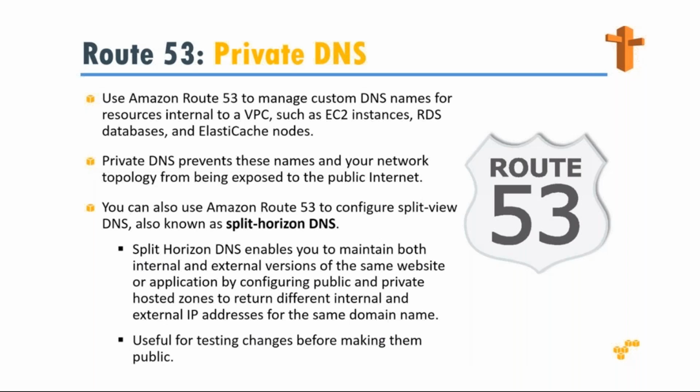You can also use Amazon Route 53 to configure split view DNS, also known as split horizon. Split horizon DNS enables you to maintain both internal and external versions. So internal DNS and external DNS versions we can use for the same website. The website you can access from the private network, and the website you can access from the public network. That is called split horizon DNS name resolution. Next, use it for testing changes before making them public. Whenever you are going to test the website before going public, you have to check internally first. If it is working fine, then you can make it public.